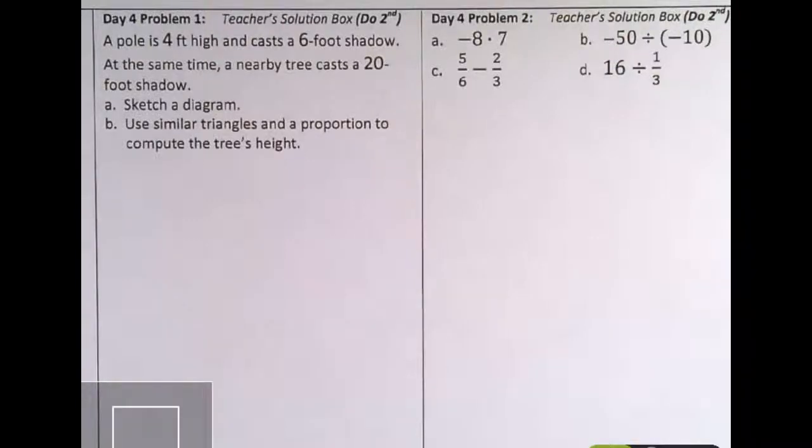Here's the solution for day 4, problem 1. A pole is 4 feet high and has a 6-foot shadow. At the same time of day, a nearby tree casts a 20-foot shadow. Sketch a diagram, use similar triangles in the diagram, and create a proportion to find the tree's height.